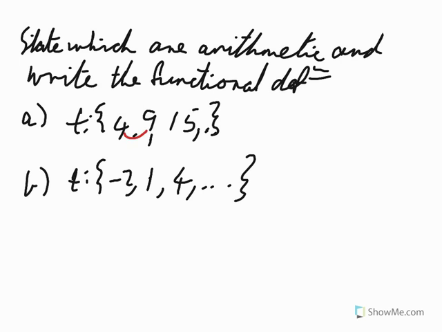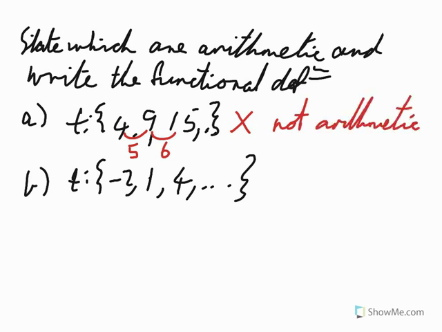So we're going to look at that. The difference between here is 5. The difference between here is 6. So that one's not arithmetic. When we look at the next one, here we're adding 3, then we're adding 3 again, so it's arithmetic.